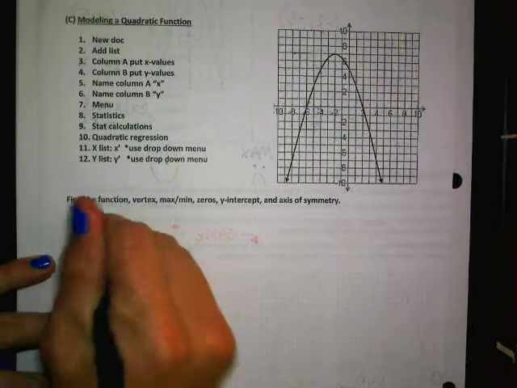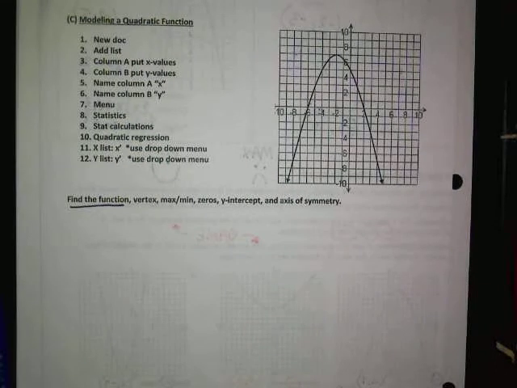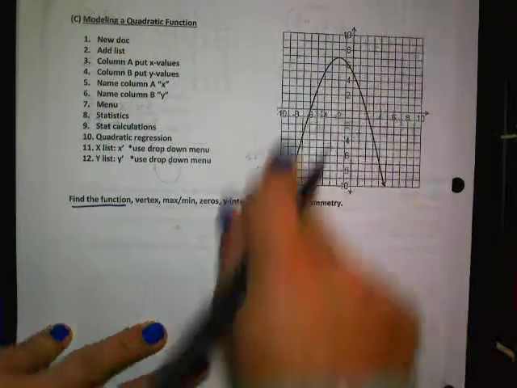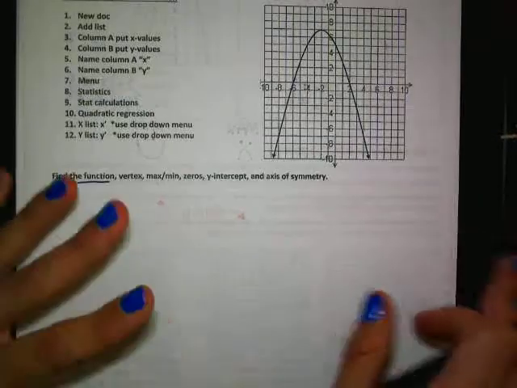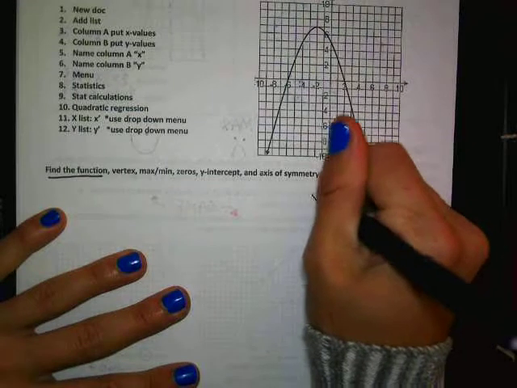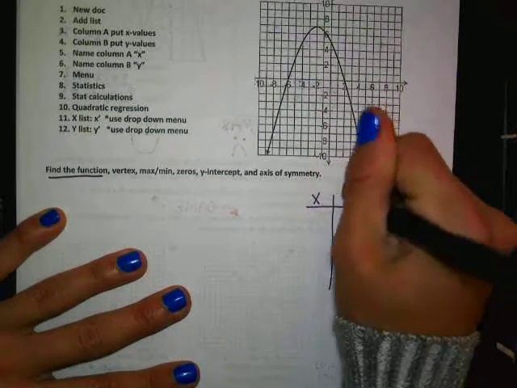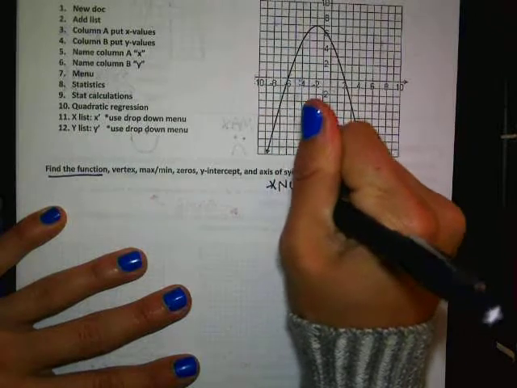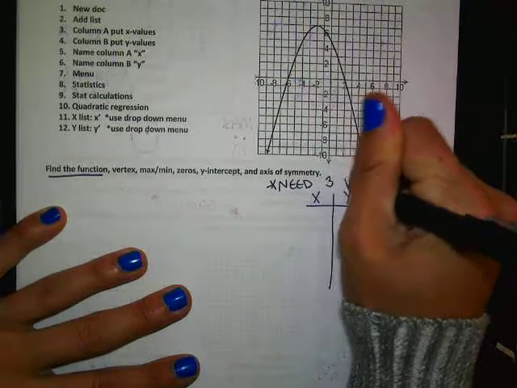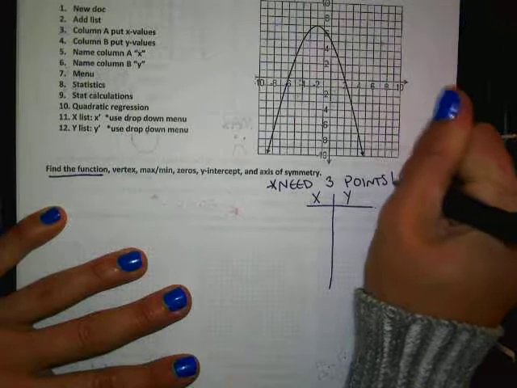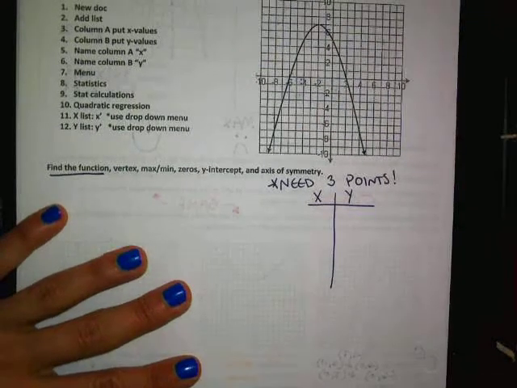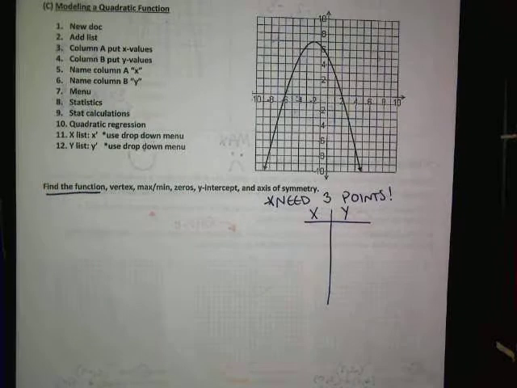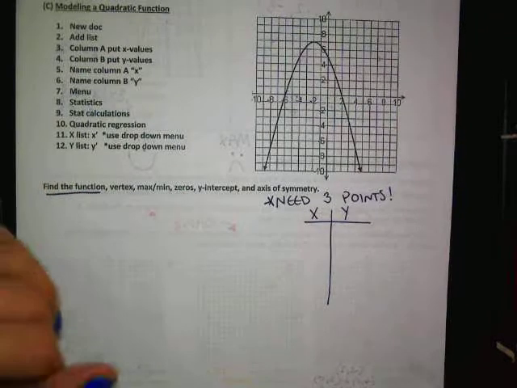First it says, find the function. So I need to figure out the function for this graph. I'm going to get some points first, so I'm going to make a little table, X and Y. I need at least 3 points. You can have more, but I need at least 3. Doesn't matter which 3, you need at least 3.